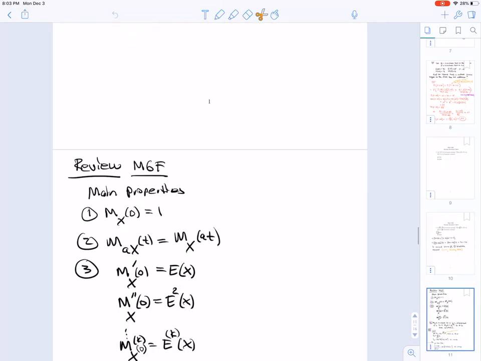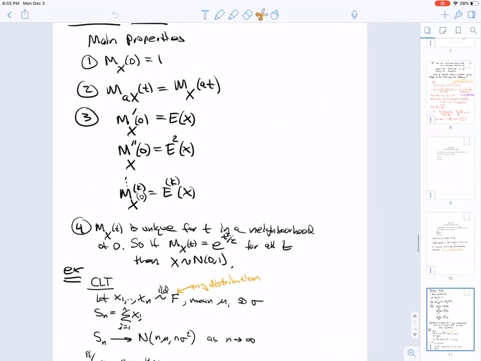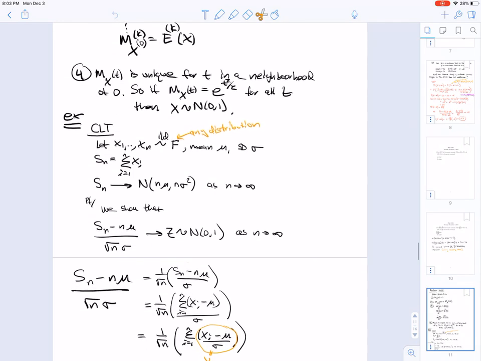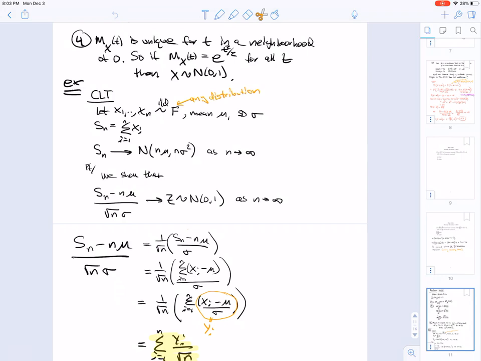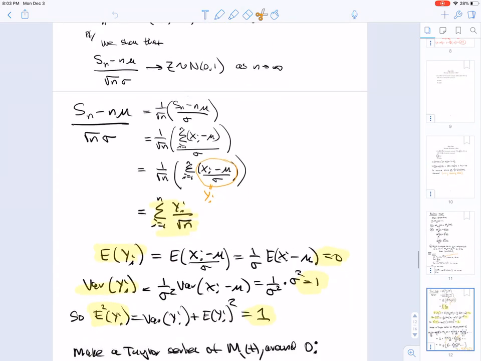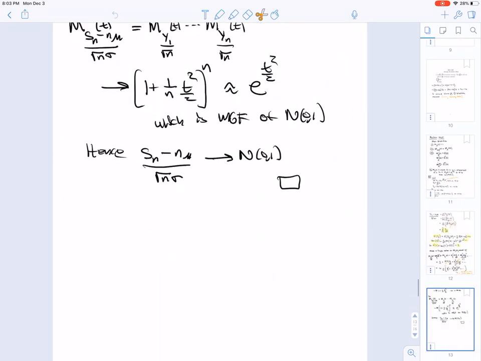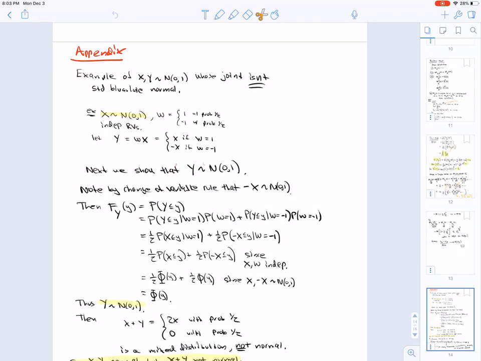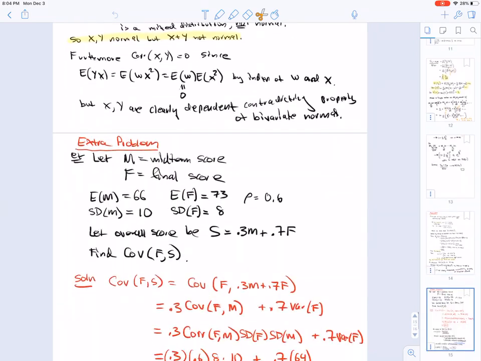I have some extra goodies here for you, but I don't have time to go over them, namely a proof of the CLT, which we can show using moment generating functions. I'll let the interested people read this, but it's a beautiful proof in my opinion. I also have an example in case you're wondering: if X and Y are standard normals, is it true that the joint of X and Y is necessarily standard bivariate? In fact, it's not. So I've provided an example where it's not. You can read that, and there's also an extra problem to calculate.